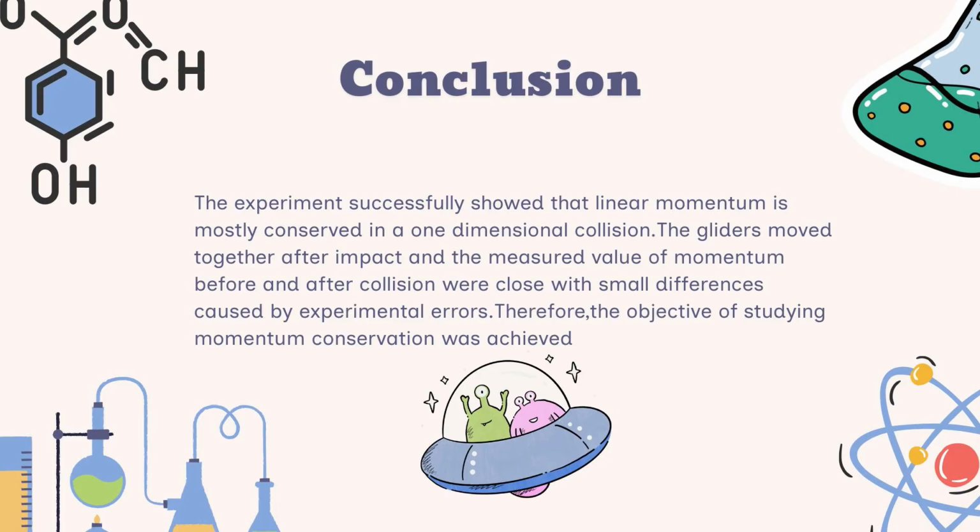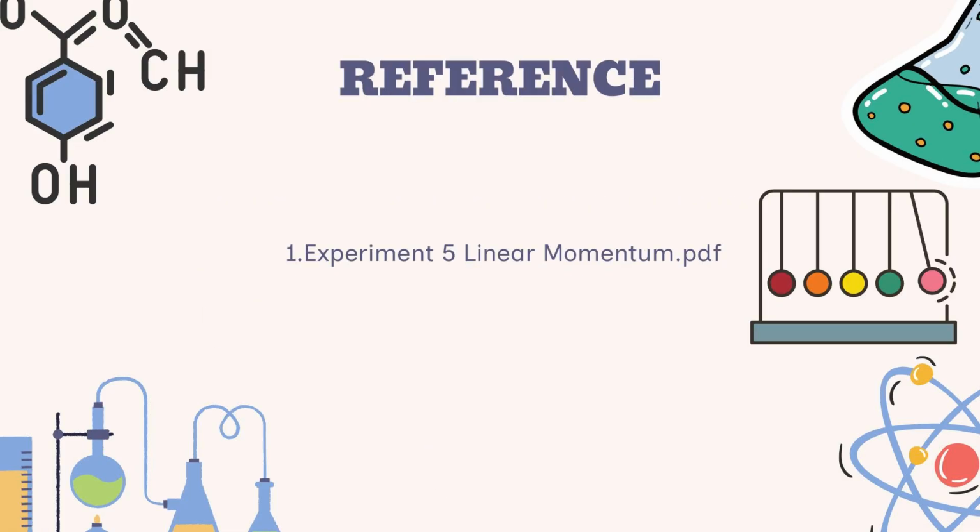For the conclusion of this experiment, the experiment successfully showed that linear momentum is mostly conserved in a one-dimensional collision. The gliders move together after impact and the measured values of momentum before and after collision were close, with small differences caused by experimental errors. Therefore, the objective of studying momentum conservation was achieved. For reference, we did Experiment 5, Linear Momentum.